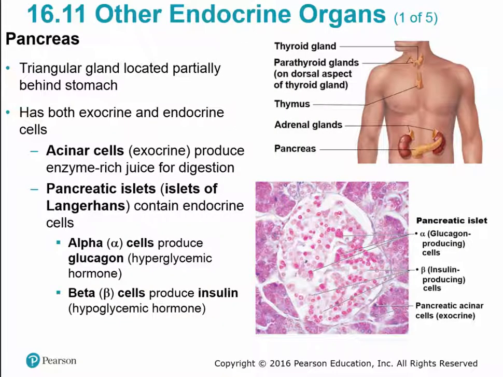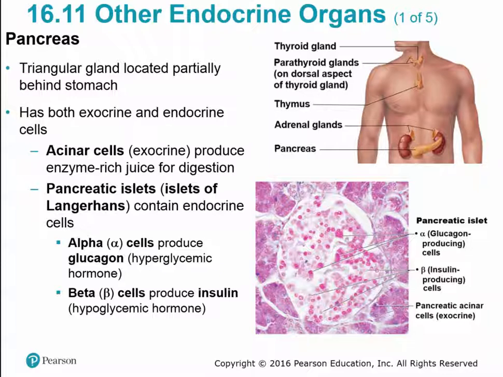Our next endocrine organ is the pancreas. It's a small triangular gland located partially behind the stomach. The pancreas is a little different from other endocrine organs we've talked about so far in that it has both exocrine and endocrine function. The exocrine portion of the pancreas is composed of the acinar cells, which produce enzyme-rich juice for digestion.